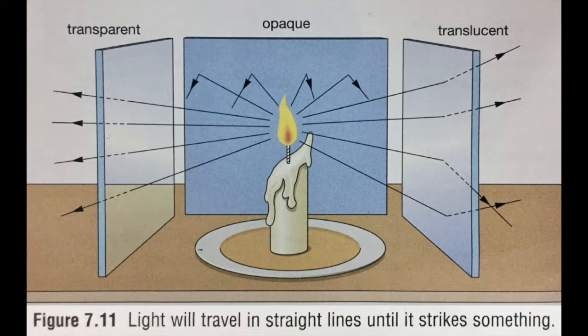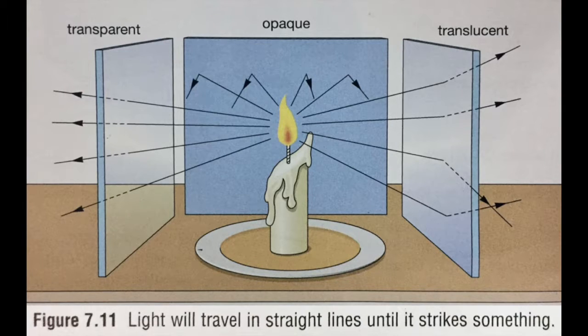See figure 7.11. Light will travel in straight lines until it strikes something. Until light strikes something, it will continue to travel in straight lines away from the source, as shown in figure 7.11. When light strikes clear substances such as air and water, it passes through them. These media are transparent. Window glass is transparent, and so are the lenses in your eyes. You can look through a transparent surface to see the light source clearly on the other side.